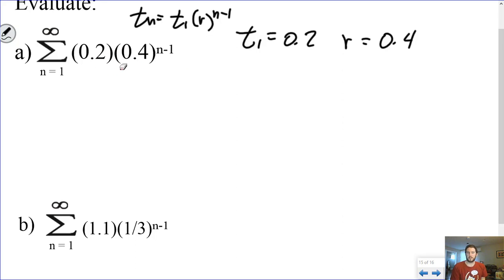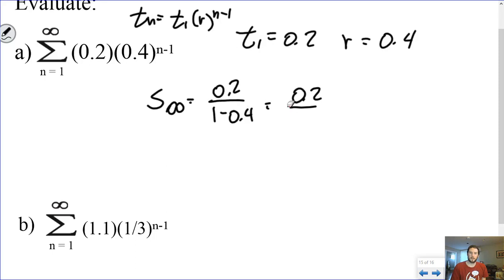So if I pick those values out from this formula here, now it's just a matter of deciding. This thing is geometric, and my r value is less than 1. So then I can use my formula. The infinite sum here is going to be a over 1 minus r. So 0.2 divided by 0.6, which is 1/3.